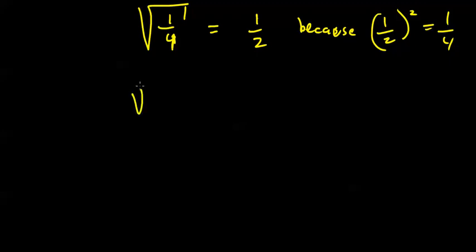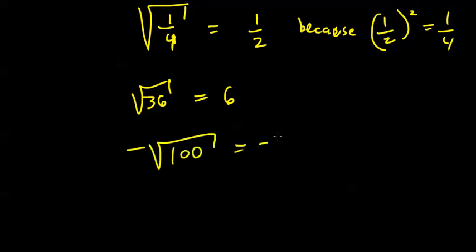Alright, I don't want to make this too soft here. The square root of 36, of course, is 6, because 6 squared equals 36. Minus the square root of 100 is minus 10. The square root of 4/25.